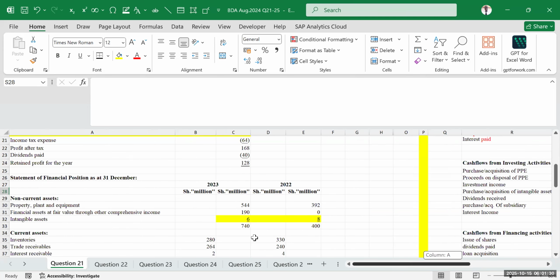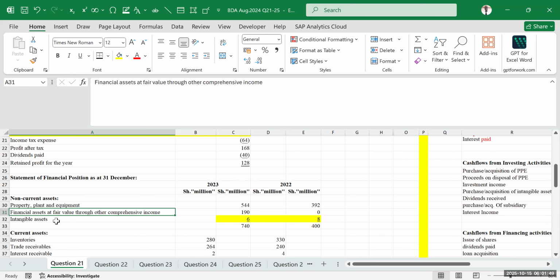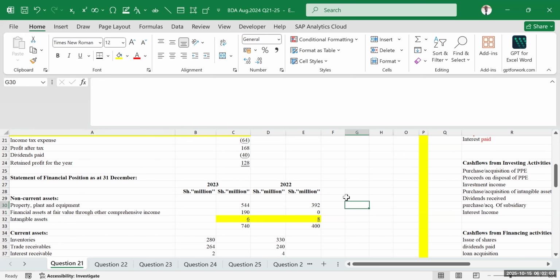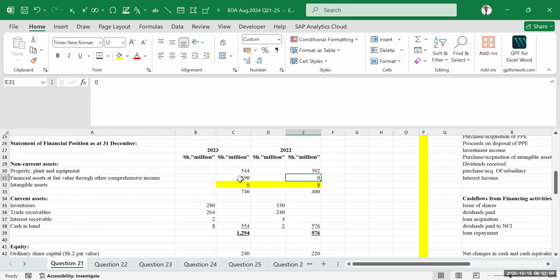PPE we are done. Now, members, I want us to look at these 2 accounts: the account for financial assets at fair value through OCI and also the intangible assets account. I want us to look at those 2 accounts and see what impact the movements have. Now, look at this, financial assets at fair value. The opening balance in 2022 was 0, then it came to 190.